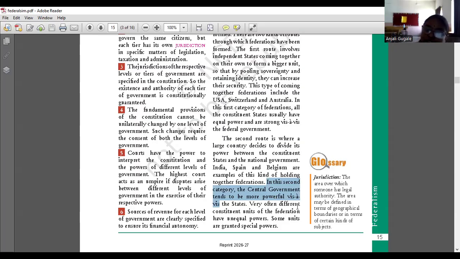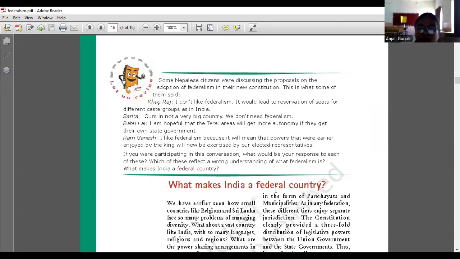different constituent units of a federation have unequal powers. I have already explained this with the example of India, that for example, the seven sister states, the state of Maharashtra, and one or two states have some specific special powers which others do not have, as per Article 371, which we will be covering in the next part of the lesson. Some units are granted special power. So this is the main difference between a holding together and a coming together federation.